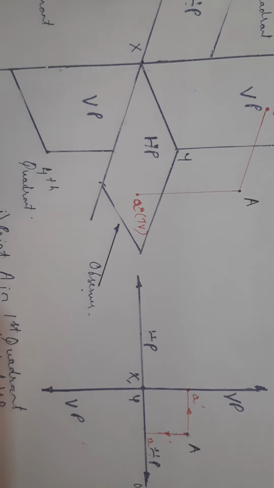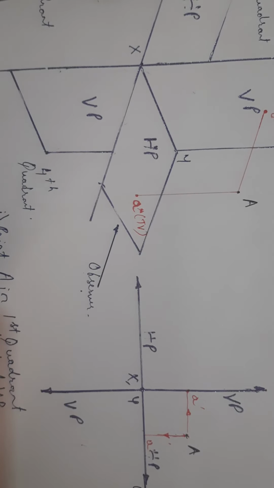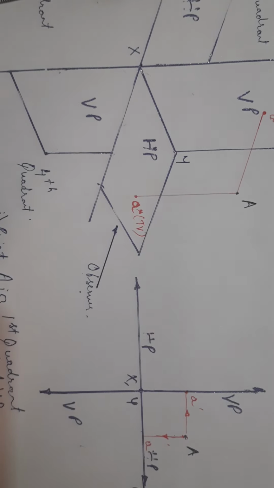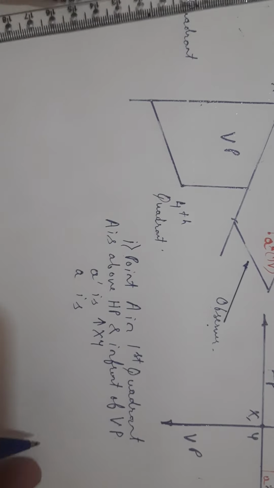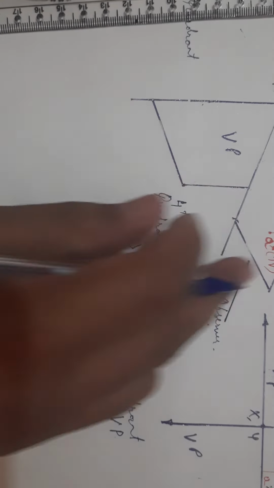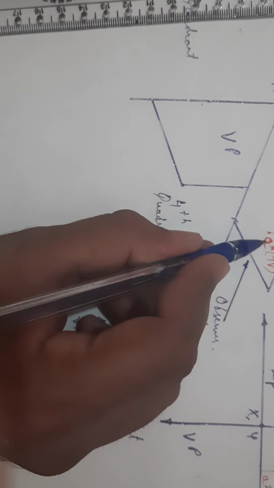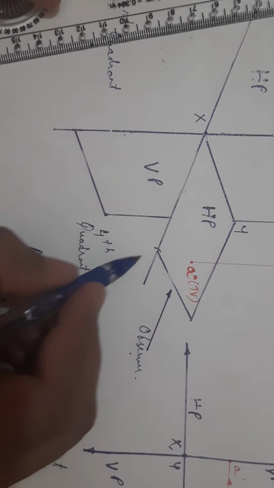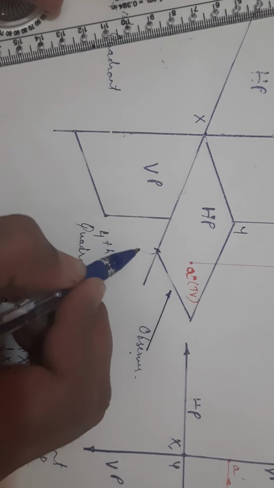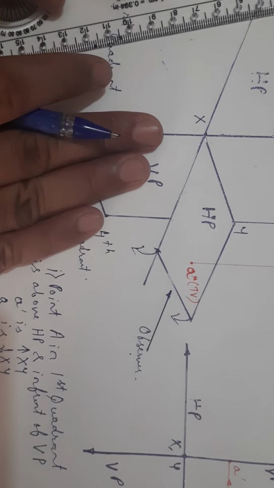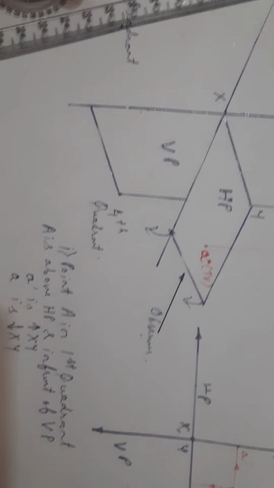If I need to locate their positions with respect to XY, A dash is above the XY line and A is below XY. Why? If I need to see this particular point A of the top view from the direction of vision of the observer, I won't be able to see it. So for seeing it, I need to rotate this plane HP in the clockwise sense so that it merges with the vertical plane. So the point A is below the XY line.